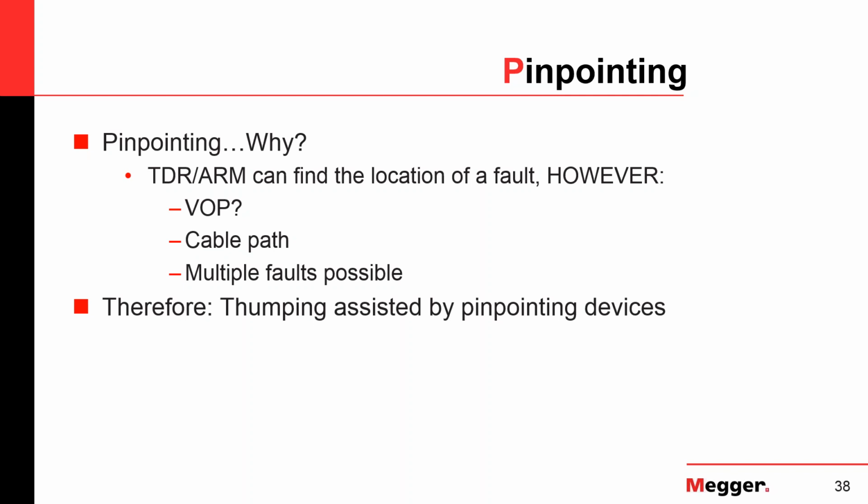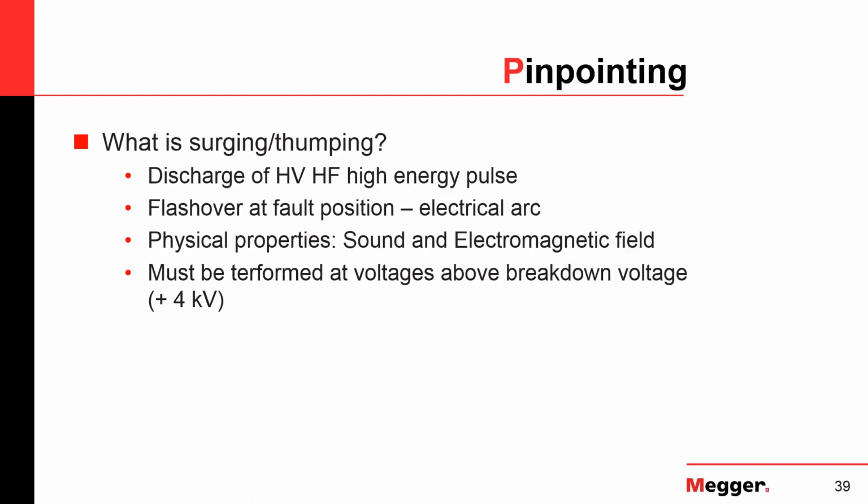Therefore, you apply a process that is typically referred to as thumping, and you assist the thumper by using a pinpoint device. So just if somebody is not familiar with thumping, what is thumping? You have a high voltage source, a surge generator or thumper. You charge up a capacitor in that high voltage source, and you discharge it abruptly by closing a switch into the cable. And this is a very high voltage, high frequency, high energy pulse, and that travels down the cable.